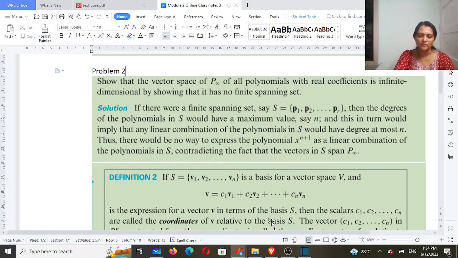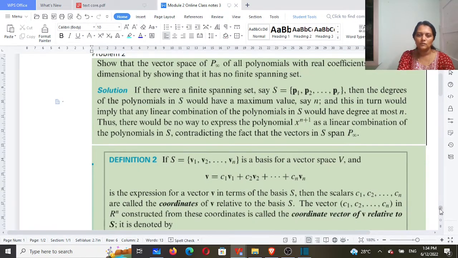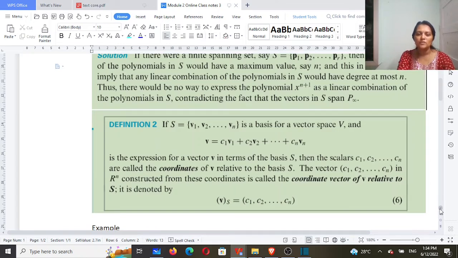Now next we have a definition for coordinates. If S equal to {v1, v2, v3, etc. vn} is a basis for a vector space V, and if v equal to c1 v1 plus c2 v2 etc. cn vn is the expression of a vector v in terms of the basis S, then the scalars c1, c2, etc. cn are called the coordinates of v relative to the basis S. The vector (c1, c2, etc. cn) in R raised to n constructed from these coordinates is called the coordinate vector of v relative to S, and is denoted by v suffix S, in order c1, c2, etc. cn.